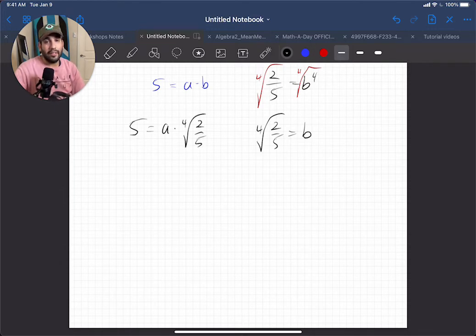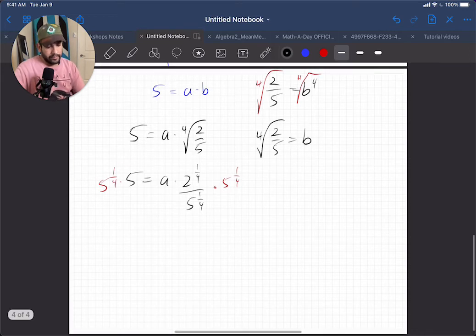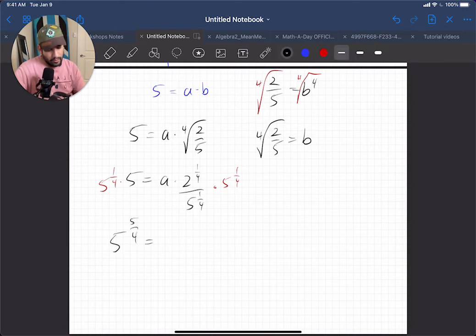Again, so nasty, okay? Honestly, I can already see that I can rearrange some things. And this is going to become 2 to the 1/4 over 5 to the 1/4. I just turn that radical into an exponent. And then I'm going to multiply both sides by 5 to the 1/4. And again, this is where we have to know our rules of exponents. I'm going to get 5 to the 5/4 equals a times 2 to the 1/4.